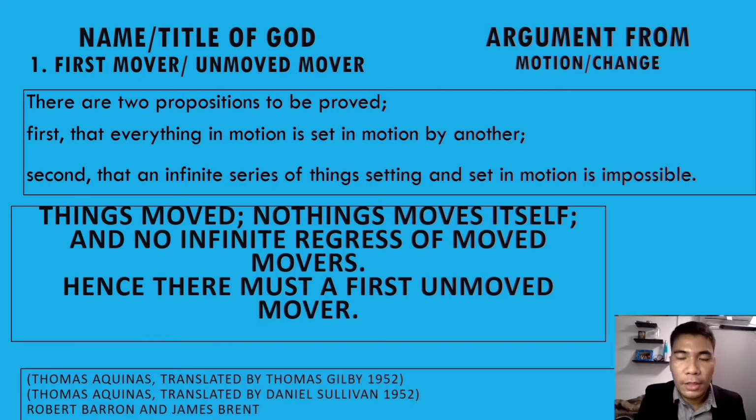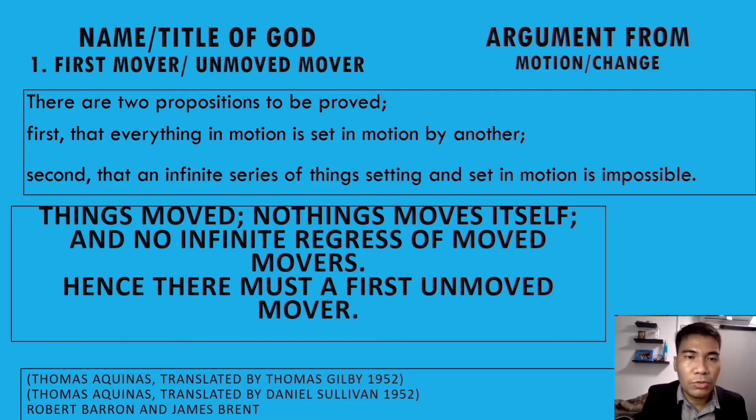The first and more manifest way of explaining God's existence is the argument from motion or change. Robert Barron clarifies that the original Latin word is motus, so change is proper, though other authors also use motion. So here, there are 2 propositions to be proved. First, that everything in motion is set in motion by another. Nothing moves in itself. One thing that is moving is always moved by another.